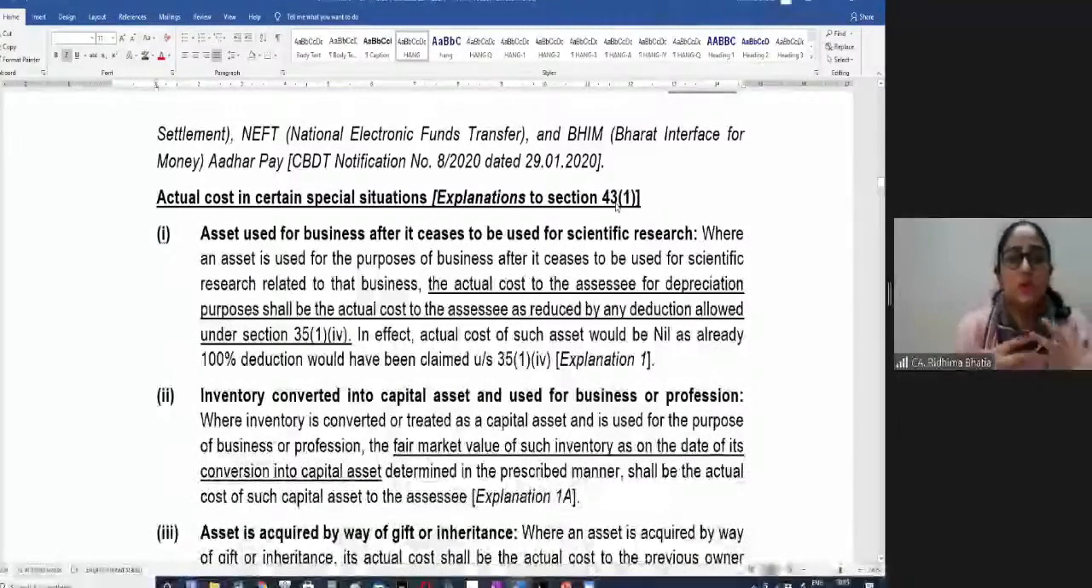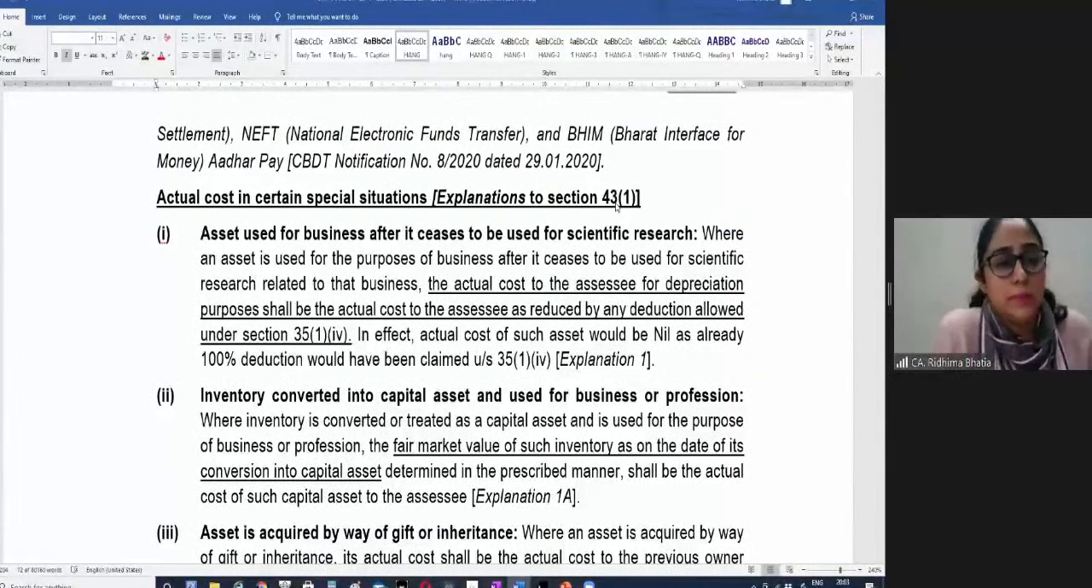Now, these various modes have come into explanations in your section 43, subsection 1, which is my actual cost section. The first explanation is very simple. To make yourself understand, you can prepare a two-column chart in your notes: situation, and actual cost. Okay, so now let's begin.